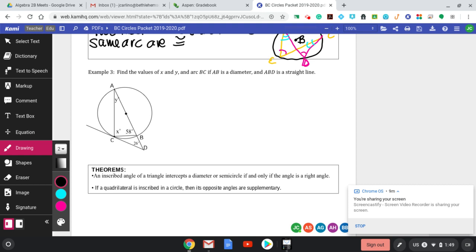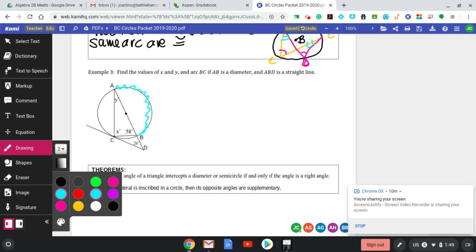And arc BC. Okay, got it there too. If AB is a diameter and ABD is a straight line. Got it. Okay. Well, AB is a diameter, which makes this a what then? What is that right there that I just highlighted in blue?